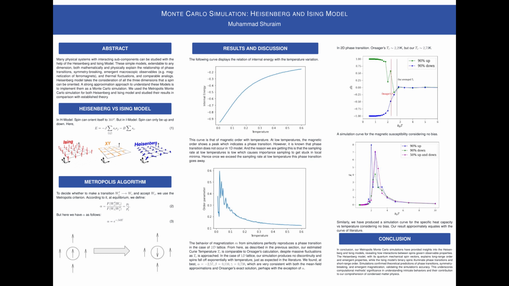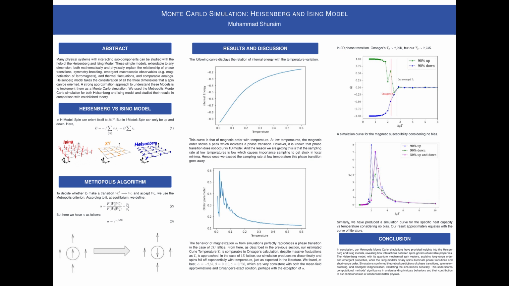So what are our results and discussion? In the results and discussion section, the first curve displays the relation of internal energy with the temperature variation. As can be seen, at low temperature the energy approaches -1, indicating that all the spins are becoming aligned. At high temperature, all the spins are randomly oriented, which displays the leveling of the energy. This is an excellent agreement with the original relation in the literature.